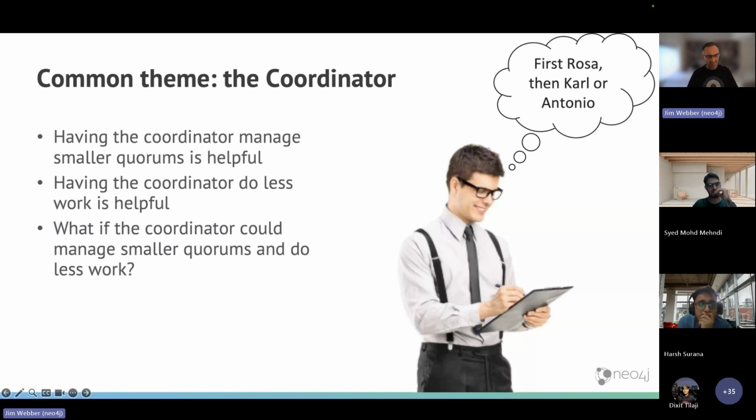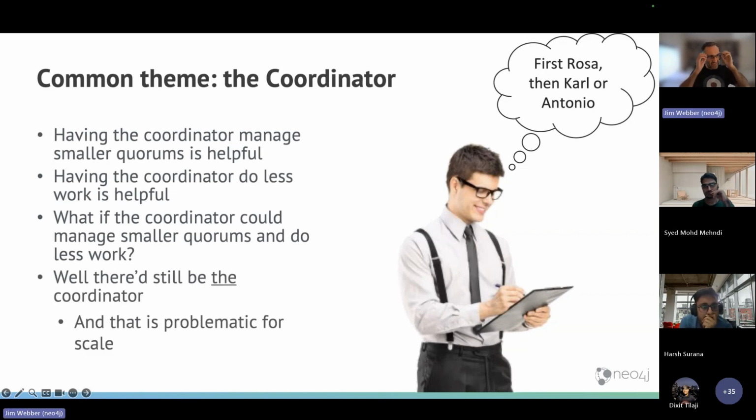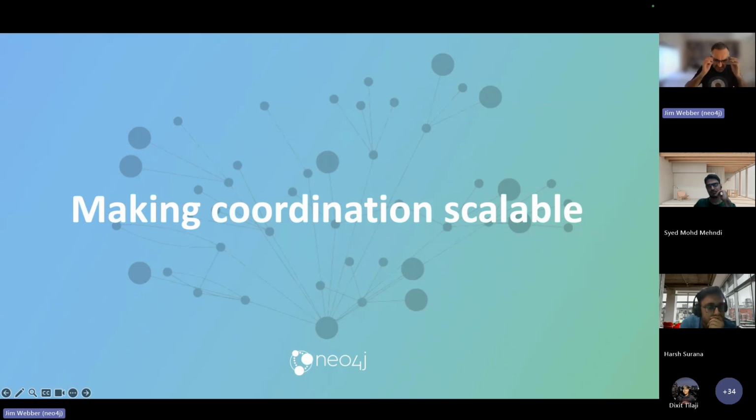So having smaller quorums is useful. Having the coordinator do less work is useful. So that's a kind of cool idea. Well, the problem is there'd still be the coordinator, and that's problematic for scale. So how do we make coordination itself scalable? Well, we know a common theme in distributed systems. In order to make things scalable, we add more computers. But actually, just adding more computers to coordination tends to be harder than you think. But there are a few ways we can start to think about this.